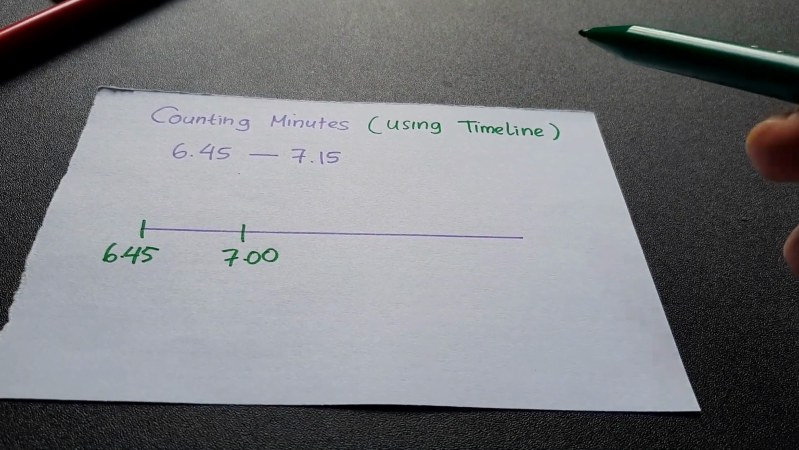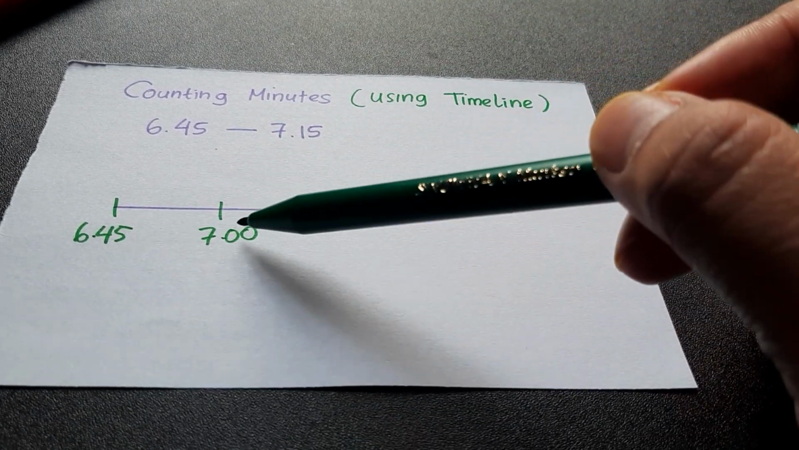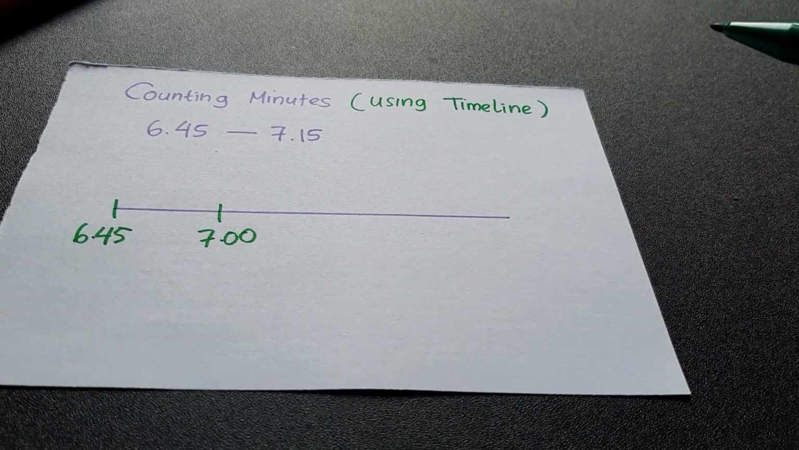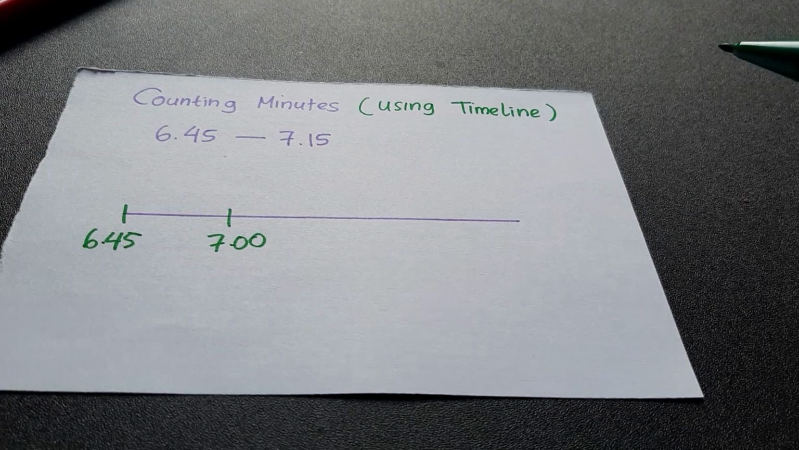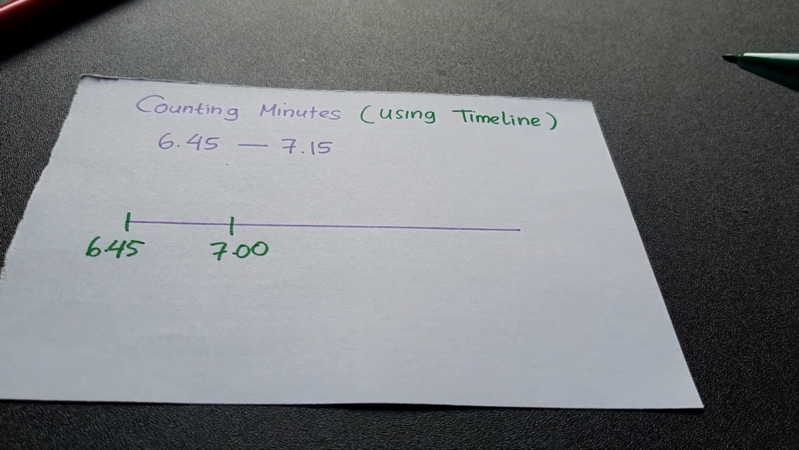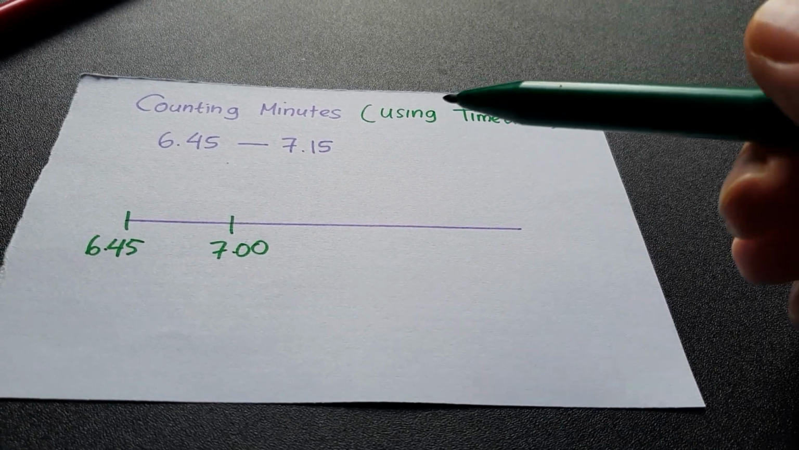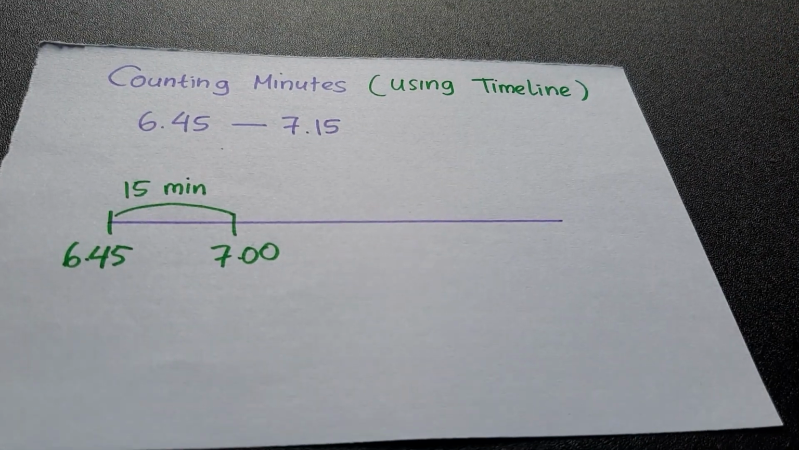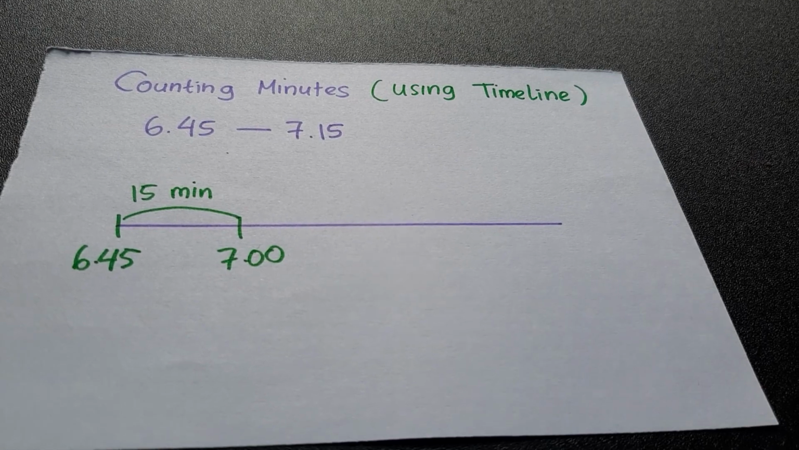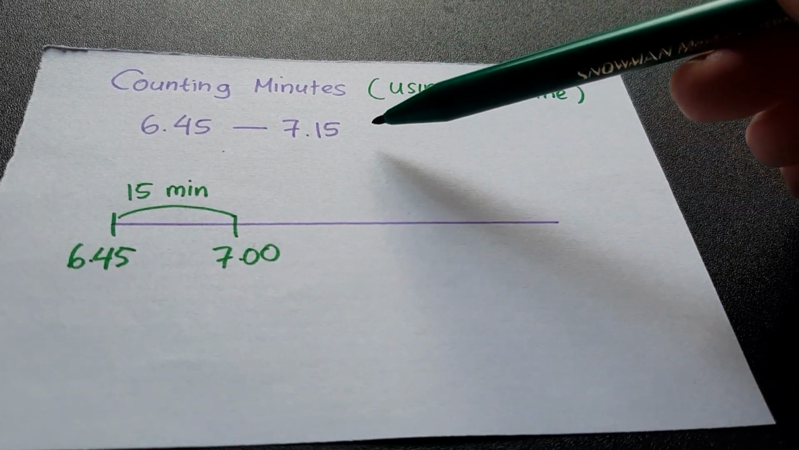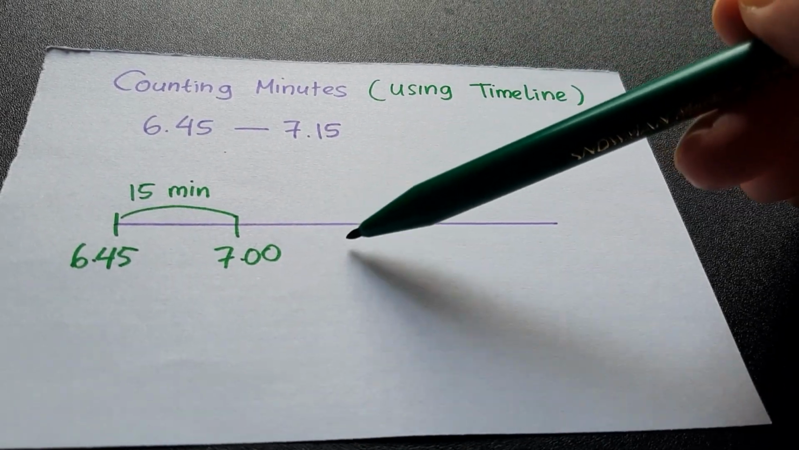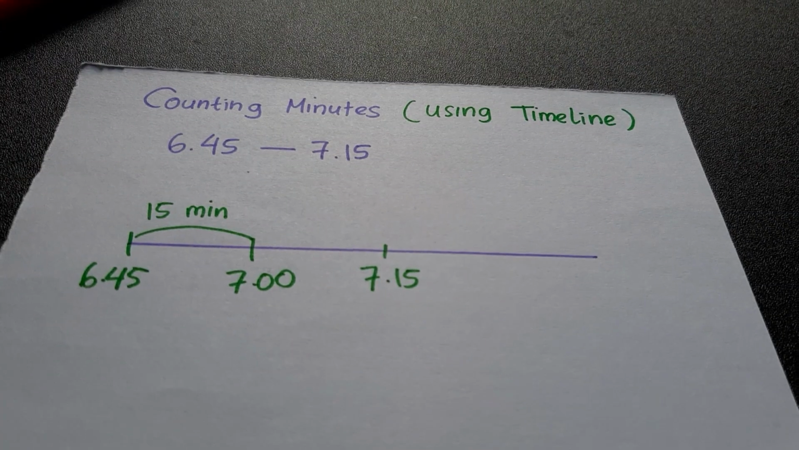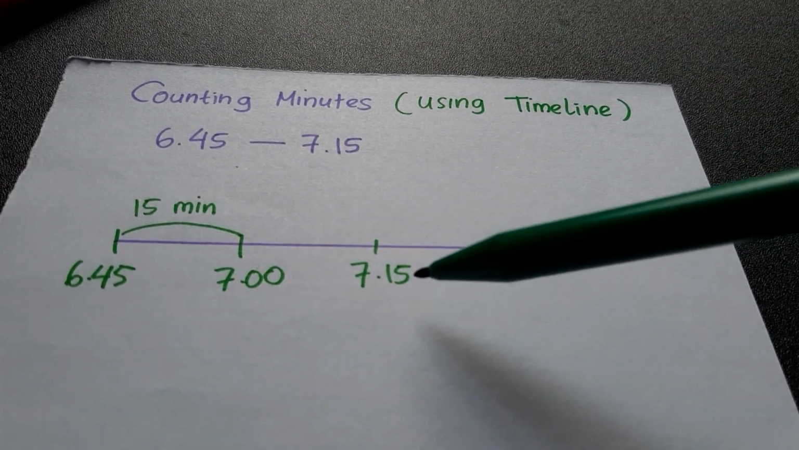Now, from 6:45 to 7, how many minutes does it take? Yes, it's 15 minutes. So, I'm going to write it on the timeline. Okay, I'll write it like this, 15 minutes. And then after 7, we want to go to 7:15, right? So, Miss Uni will write down 7:15 over here. Yeah, I already wrote it over here like this.